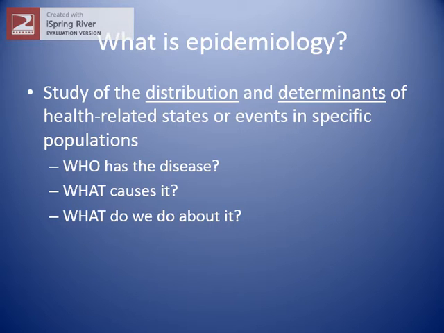So there are 3 components. We can study who has the disease. We can describe the prevalence or the incidence of a disease. We can talk about what causes it and what we do about it. And usually the research progression happens in that order. First, we have to know where the disease occurs, who has it, then we can study what causes it, and then from there go on to how do we treat or prevent that condition.